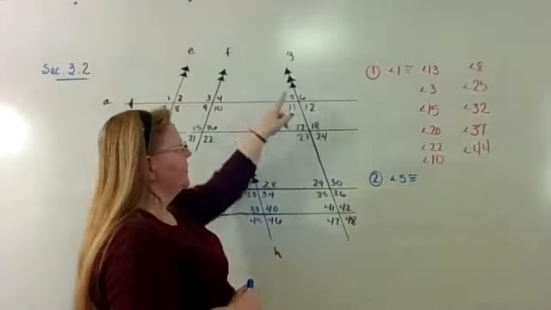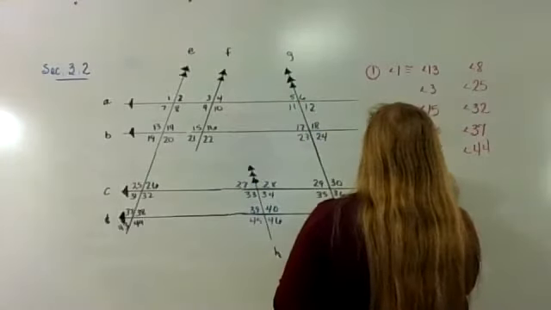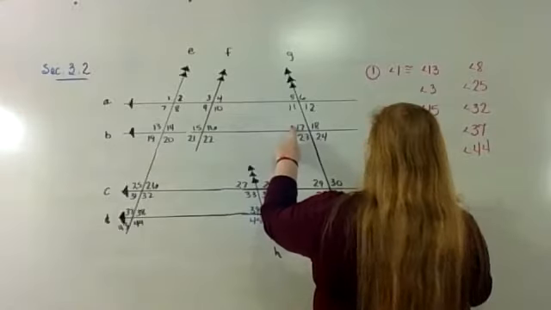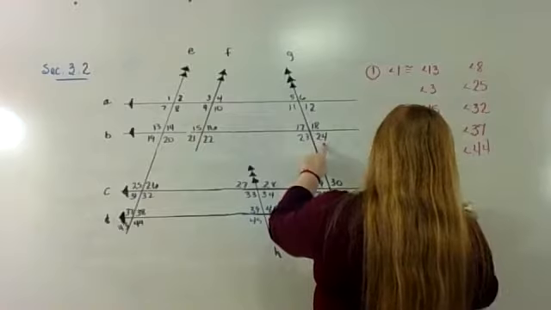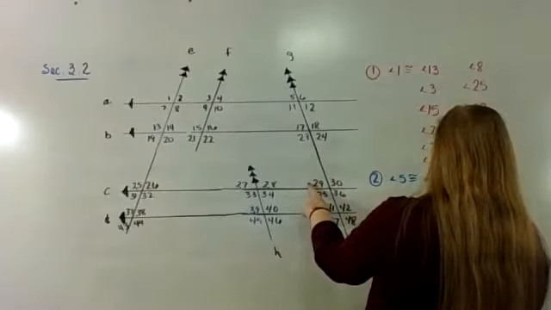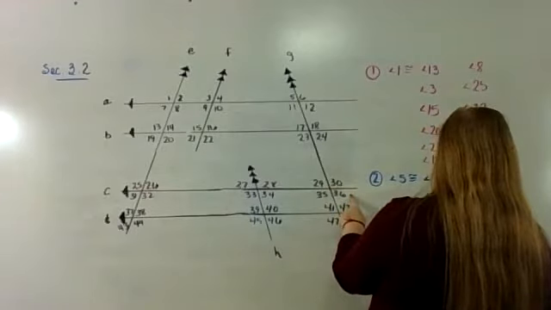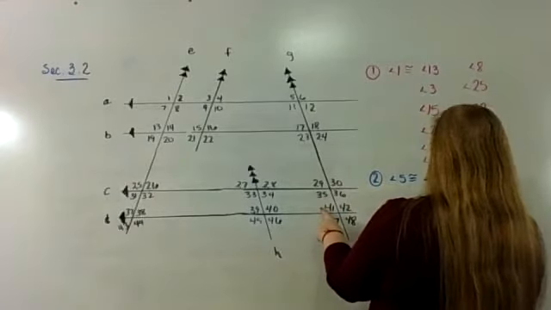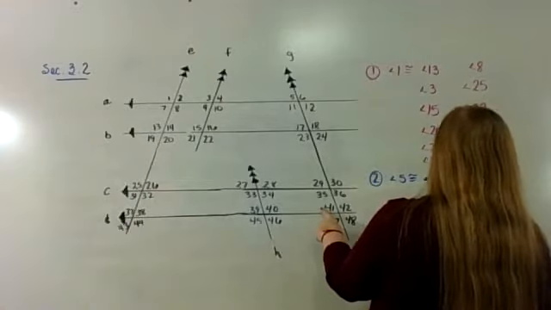So now when I have angle 5, I obviously have angle 12 because it's vertical. I have angle 17 because it's corresponding. Angle 24 because it's alternate exterior. I have angle 29 because it's corresponding. I have angle 36 because it's alternate exterior. I have angle 41 because it's corresponding. Angle 48, alternate exterior.